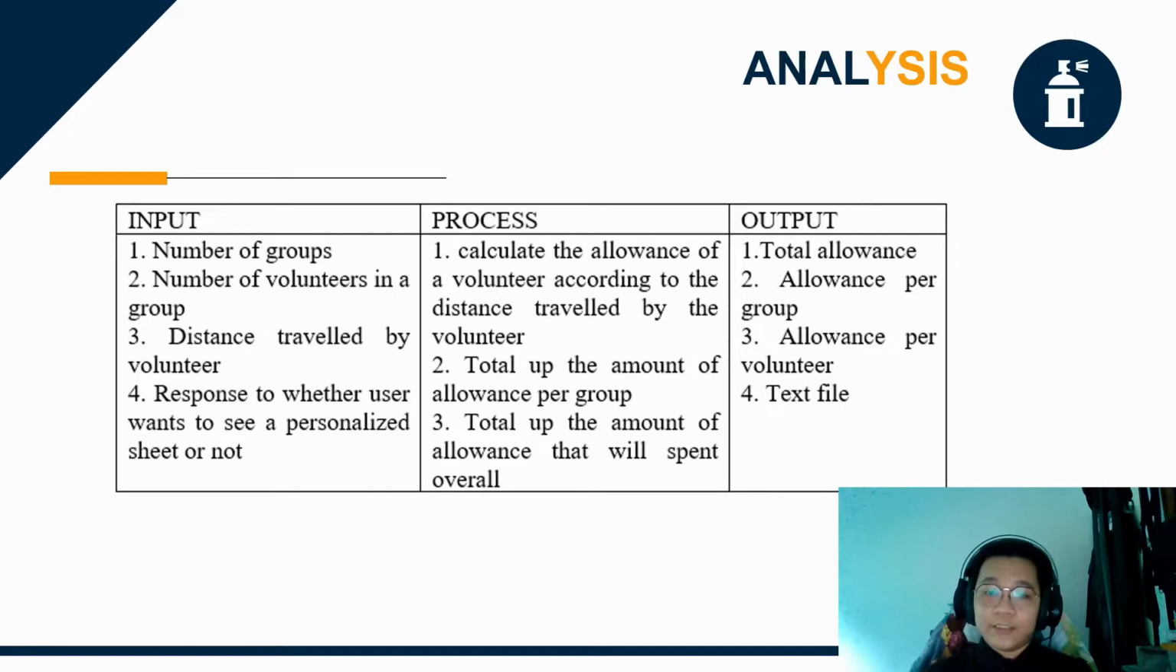And in the output section, we have the total allowance, meaning that we will print out total allowance, the allowance per group, and the allowance per volunteer if the user wanted to see a more personalized sheet of the expenditure. And finally we have text file. This is just to create a soft copy for the user so they can save it for themselves.